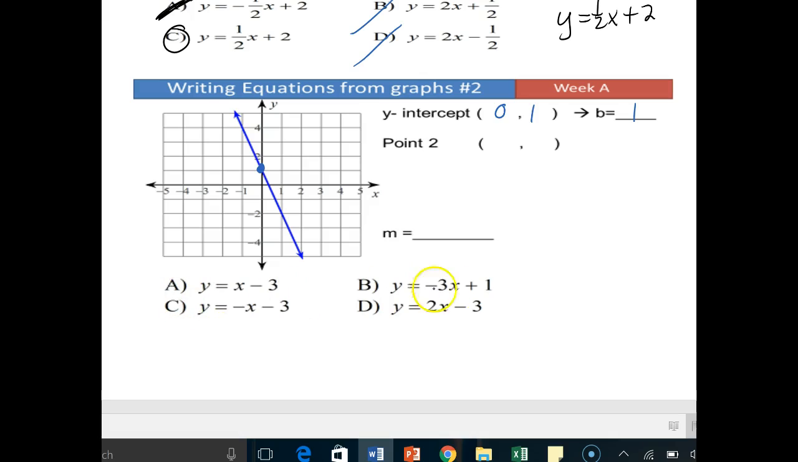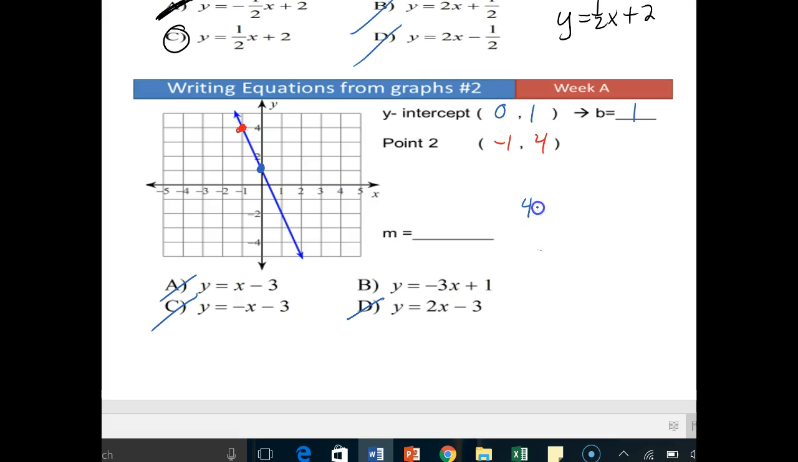So let's look through this graph and say, all right, which ones are out automatically? Well, A is out, C is out, D is out, because they all had y-intercepts of -3, and we want a y-intercept of +1. Now, let's finish it off, just for fun. Another point on this line would be (-1, 4).